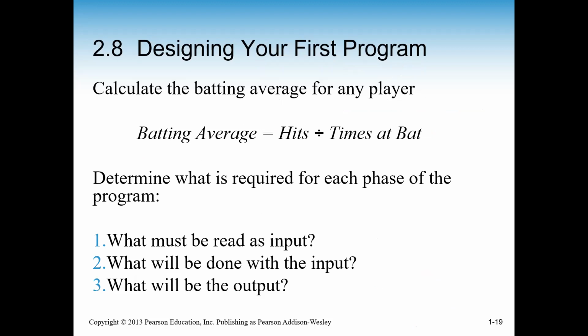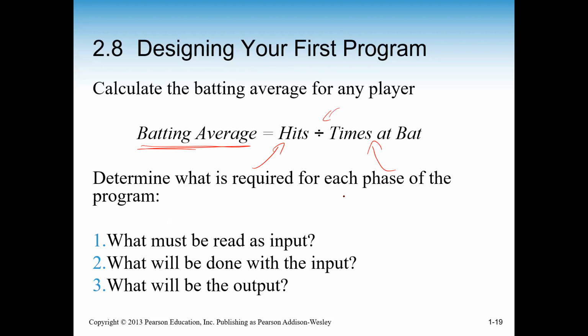So, defining your first program. Here, we want to calculate the batting average for any player. So, some calculation, that means we have a variable batting average. We need to figure out hits, and we're going to divide by times at bat. That's going to give us the batting average for any player, so the number of times at bat versus the number of hits.